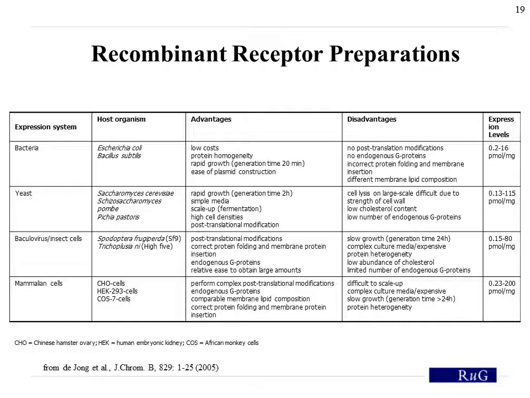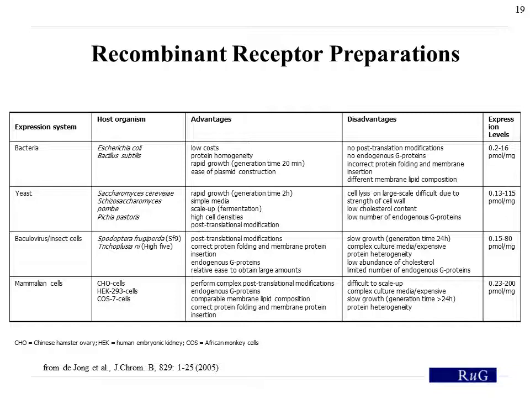However, they are difficult to scale up. I would say nowadays much progress has been made, so this difficulty has diminished. They require complex culture media that are expensive, they grow slowly, and they also lead to heterogeneous proteins, so that means that activity may not be easy to reproduce.